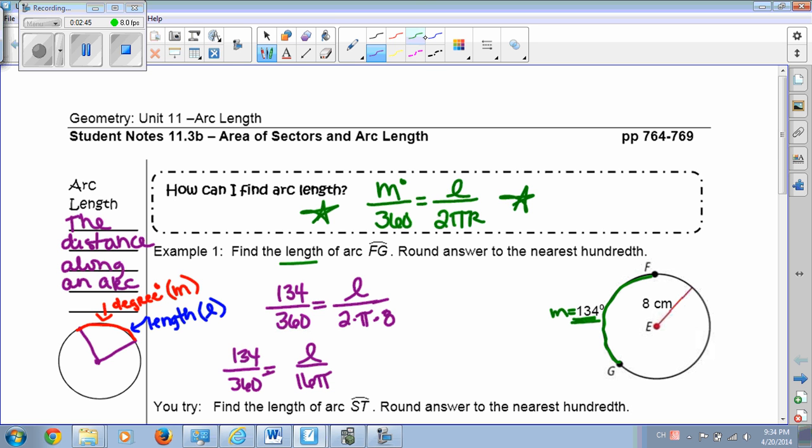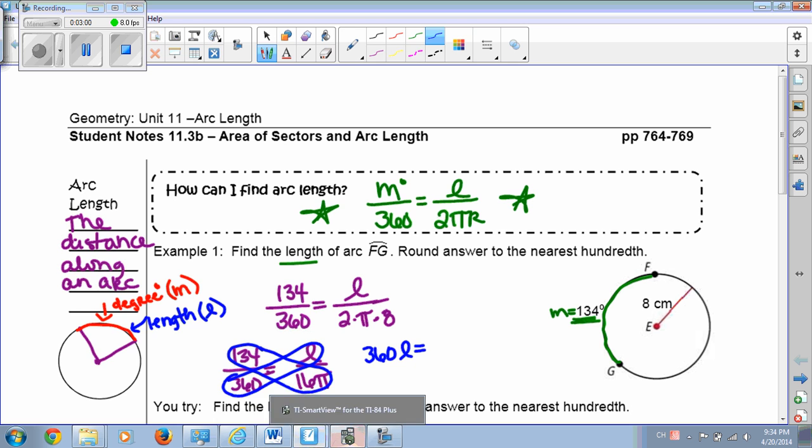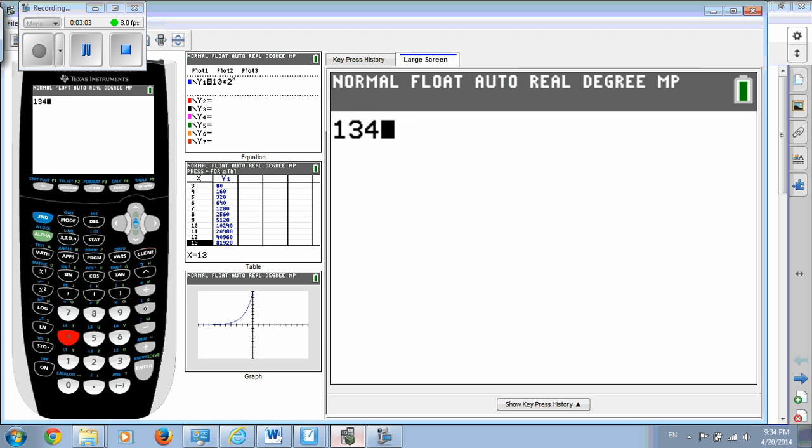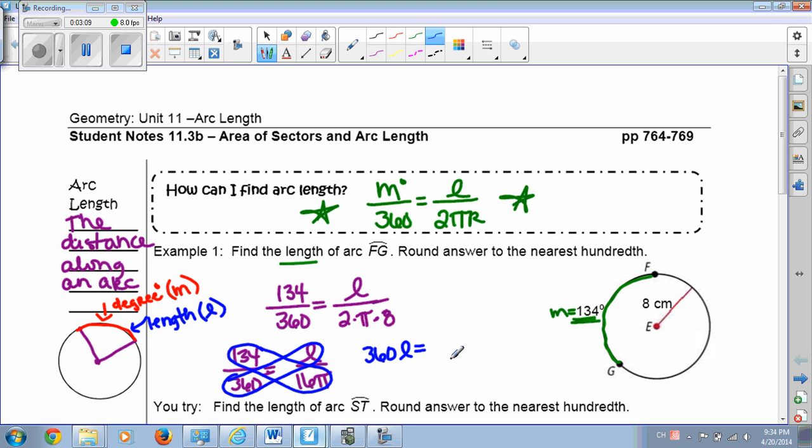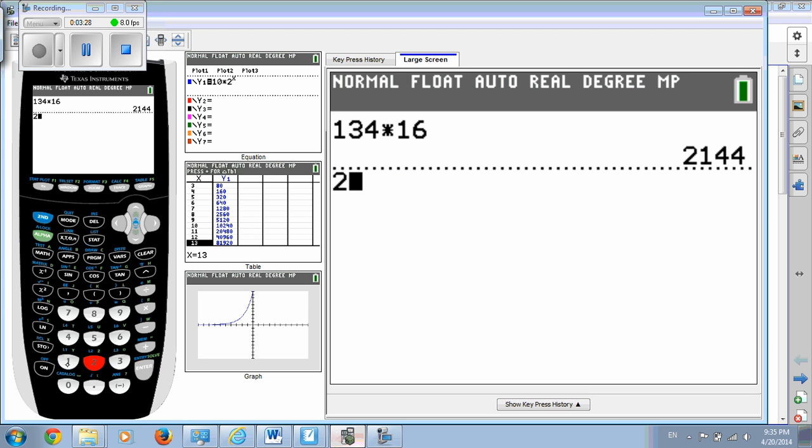Okay, so let's go ahead and cross multiply. So we have 360 times L, which is 360L, is equal to 134 times 16 pi. Okay, 134 times 16, and then we'll attach the pi on the end. So 2,144 pi. And it wants us to leave it to the nearest hundredth, so that means we're going to put pi in our calculator now, so that we are rounding as close as possible to the nearest length. So we're going to put 2,144 pi divided by 360 in our calculator.